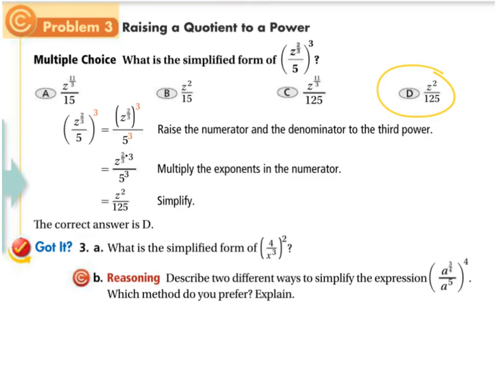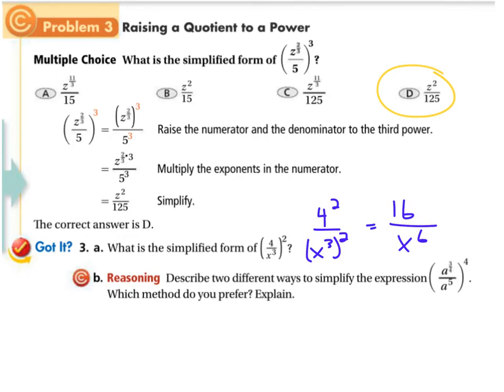Okay, so what is the simplified form of 4 over x cubed, all raised to the second power? Well, we're going to give that exponent to each part, the numerator and the denominator. And of course, 4 squared is 16, and x cubed raised to the second power is really x cubed times x cubed, or x times x times x, times x times x times x, or x multiplied together 6 times, those exponents getting multiplied. Okay, power to a power.